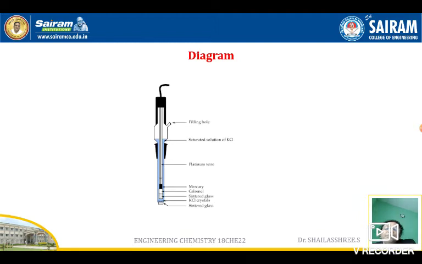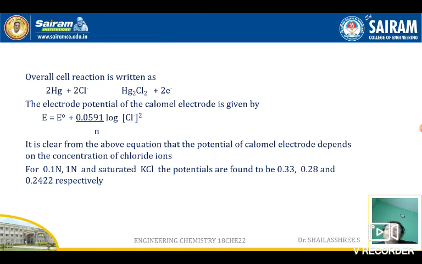If we use saturated solution of KCl, the electrode will be called a saturated calomel electrode. If we use a decinormal KCl solution, it is called a decinormal calomel electrode. If we use normal KCl solution, it will be called just a calomel electrode. Fine. And the electrode will act as an anode as well as a cathode, depending on the nature of the other electrodes.